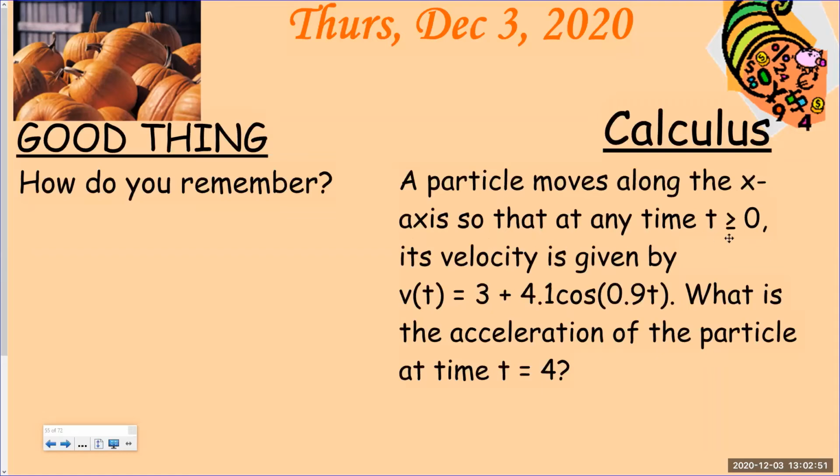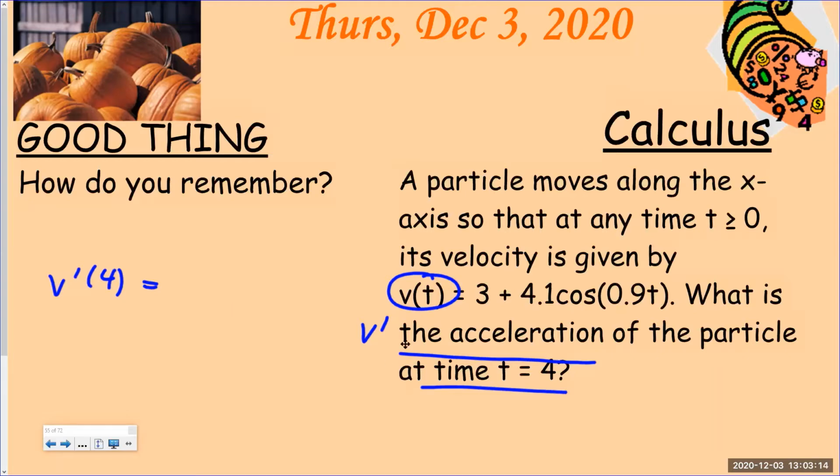So that anytime t is greater than 0, they give you the velocity and they're asking you for the acceleration at time 4. Do you understand that the acceleration is the derivative of velocity? So if they give you velocity and they ask you to take the derivative and plug 4 into it, do you know a shortcut for it?